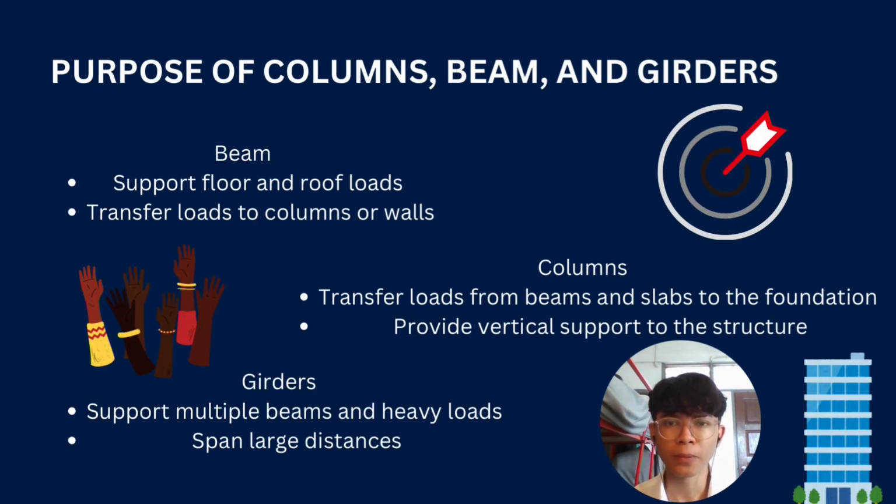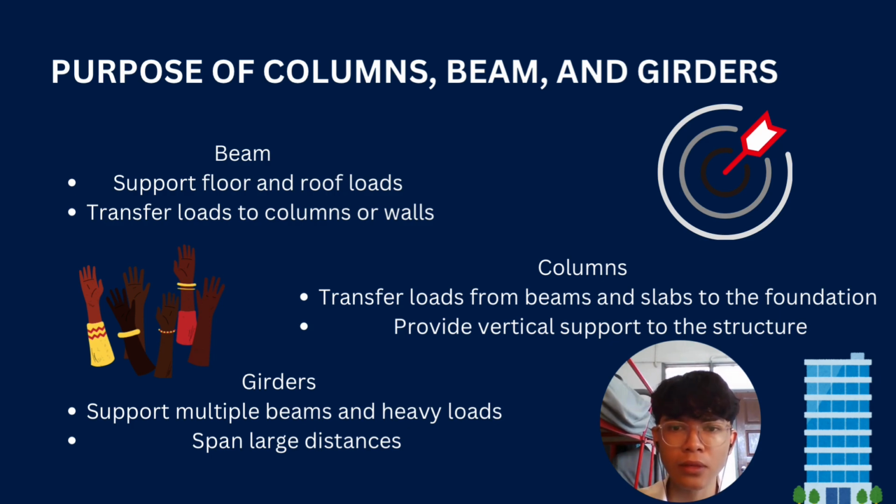So the purpose of columns, beams, and girders. First, the beam can support floor and roof loads and transfer loads to columns or walls. And for the columns, they transfer loads from beams and slabs to the foundation and provide vertical support. And the third one is girders, which support multiple beams and heavy loads and span large distances.